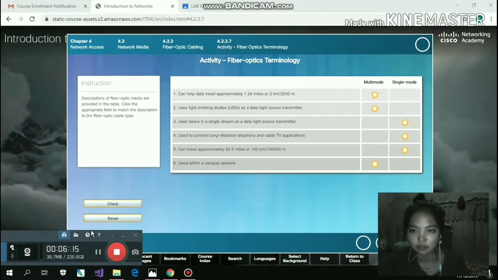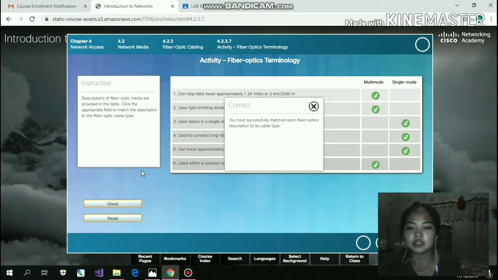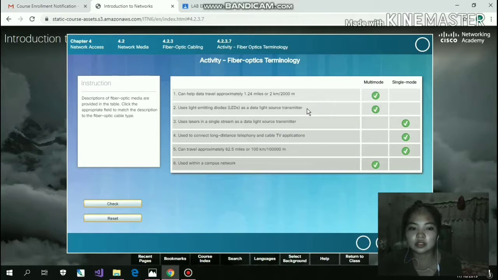So the next one is the single mode fiber or SMF, which consists of a very small core and uses expensive laser technology to send a single ray of light as shown in the figure. So this is for this activity. So let's check it. So let's go to the second activity.